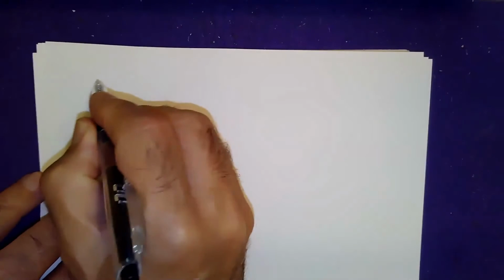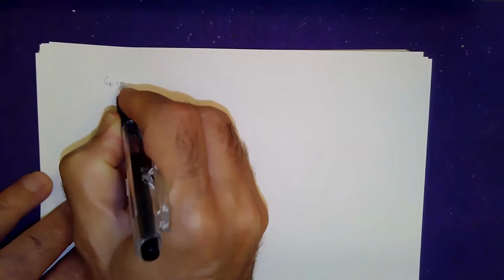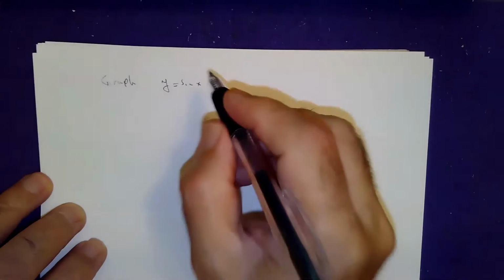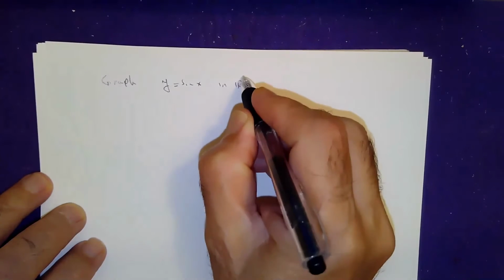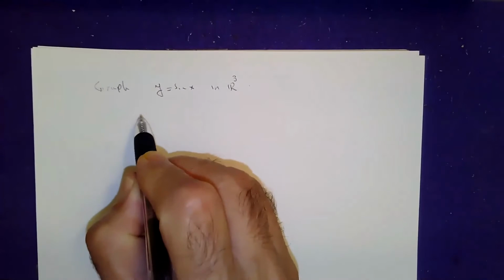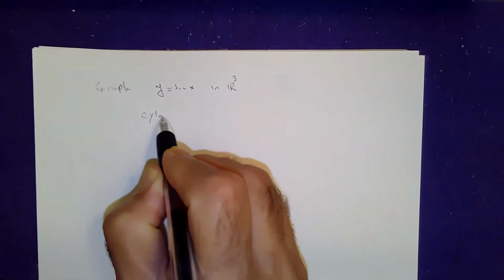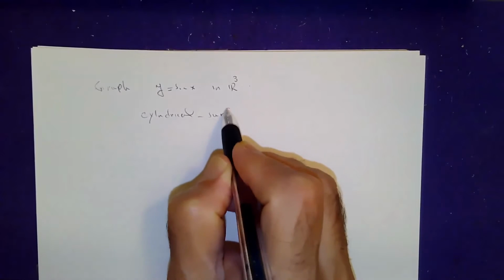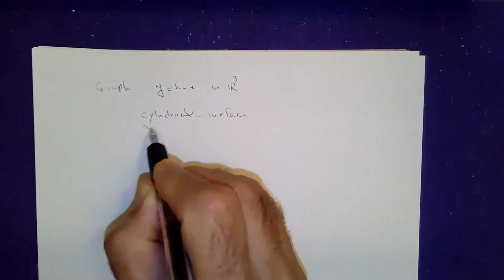Okay, what was the problem? The problem was graph what? Graph, what was it? Y is equal to sine of X, was it? Was that the question? Yep. Yeah. So of course, this is in 3D. All right, in 3D, we don't call this a sinusoidal curve. We call this a cylindrical surface.